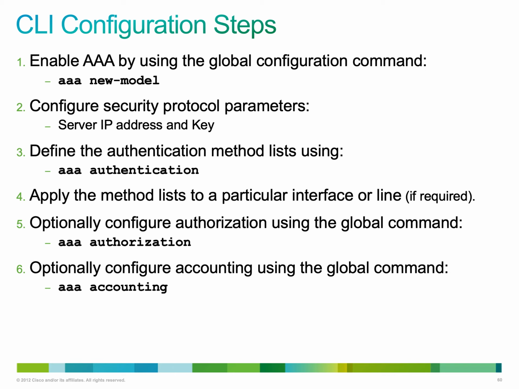Usually you just say AAA authentication. Number 4, apply the method list to a particular interface or line. This is only if it is required. Then optionally configure authorization using the global command AAA authorization. We configure the authorization using the global command by just typing in the command line interface AAA authorization. Then number 6, optionally you can configure the accounting using the global command by saying AAA accounting.